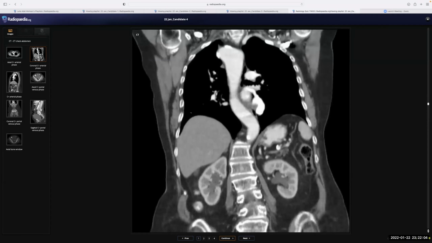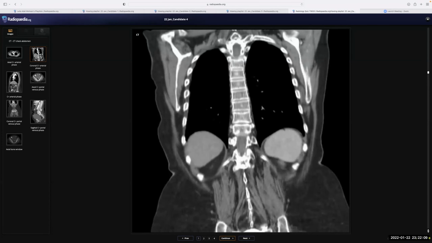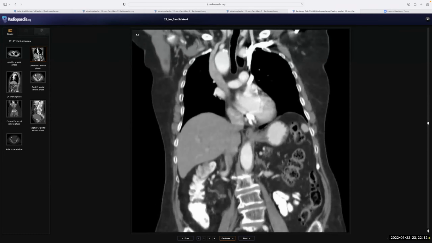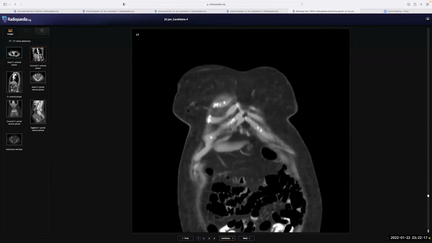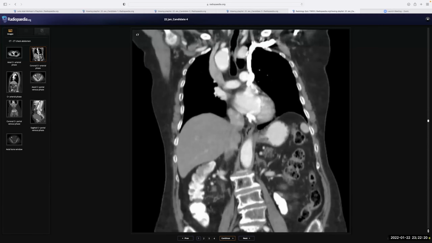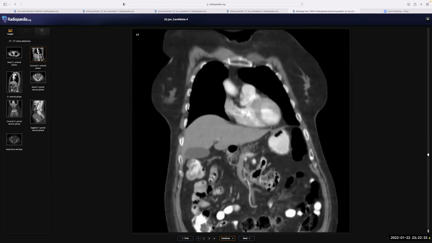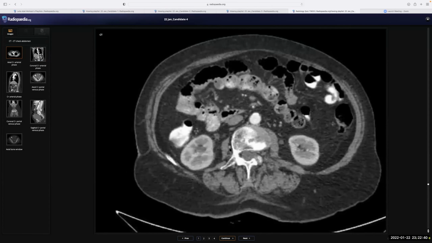I'm looking at the aorta, which appears ectatic in the thoracic region, and so I'm not able to see any primary lesion yet. I would like to concentrate.